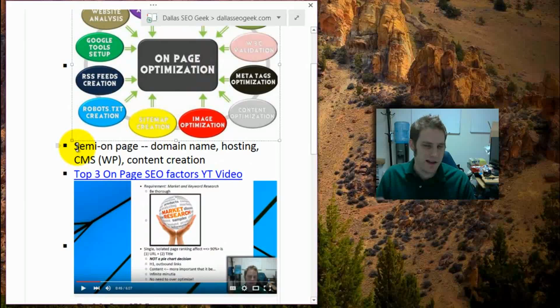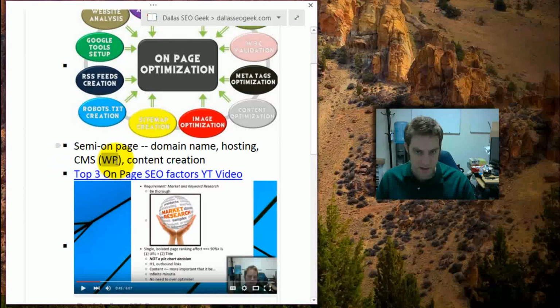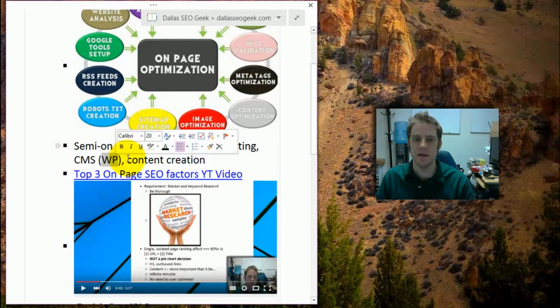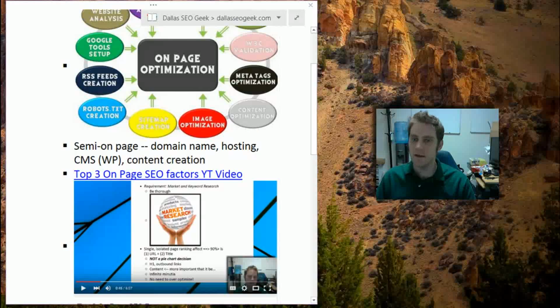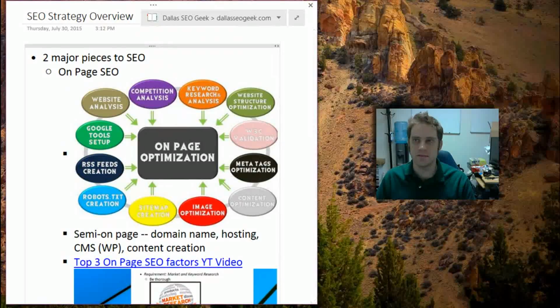You know, there are some things that are kind of semi-on-page, like your domain name, your hosting, your content management system. WordPress is an example of a content management system. The content you create is sort of on-page as well. It can fit with an off-page depending on how you use that content.